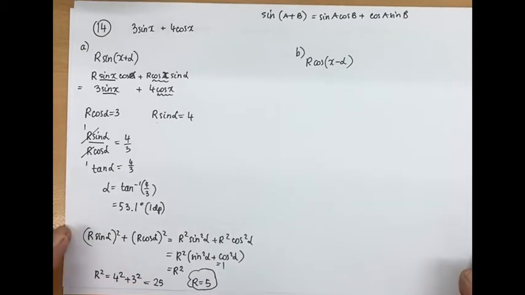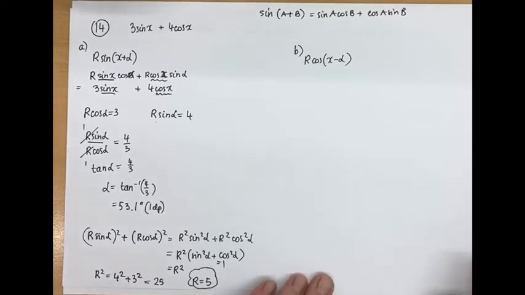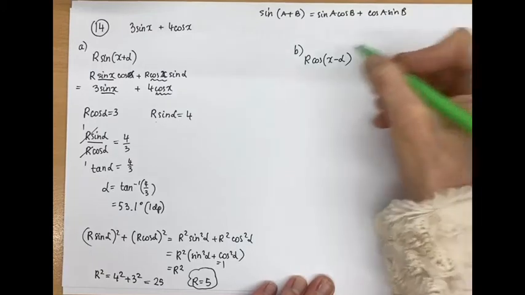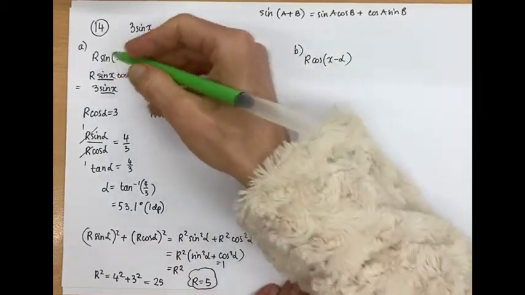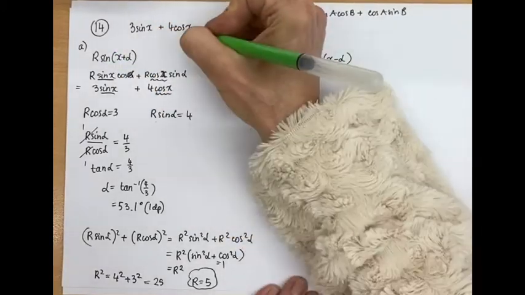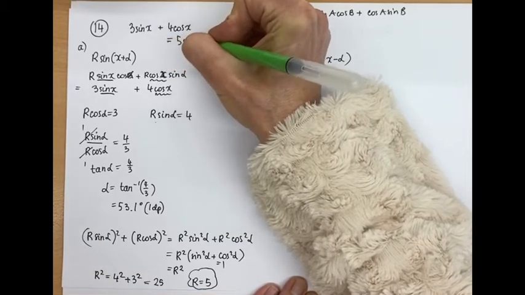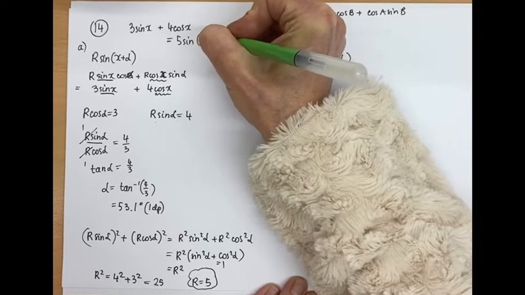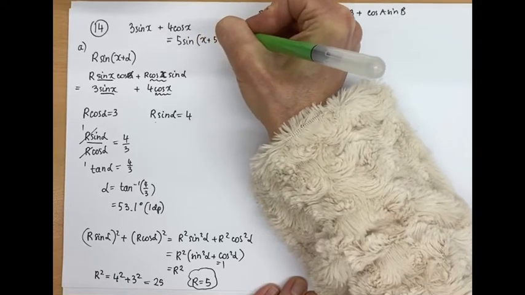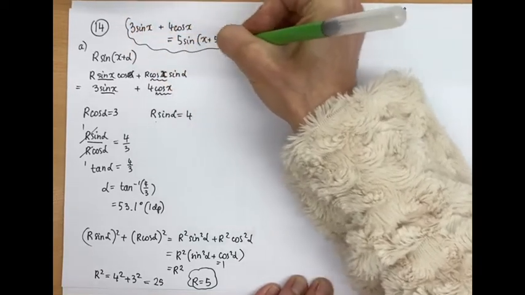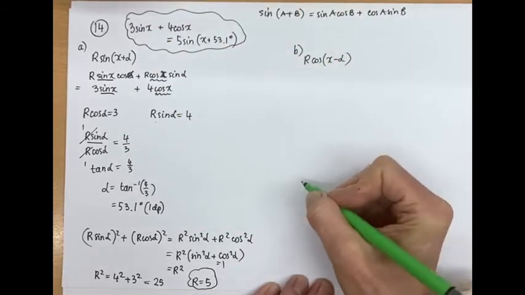Because it's positive, you don't take the negative root. Okay, so let's now put these r and alpha together. So we are going to write the answer as 5 sine x plus 53.1 degrees. So that is the replacement for our sum.